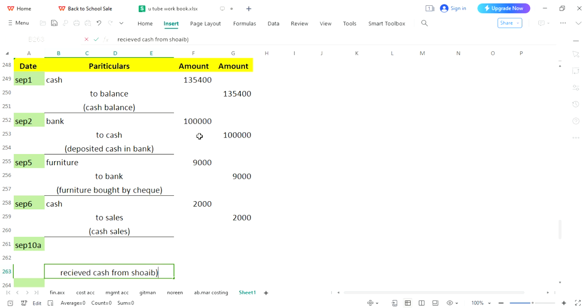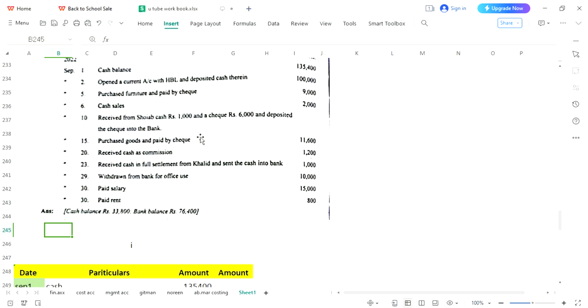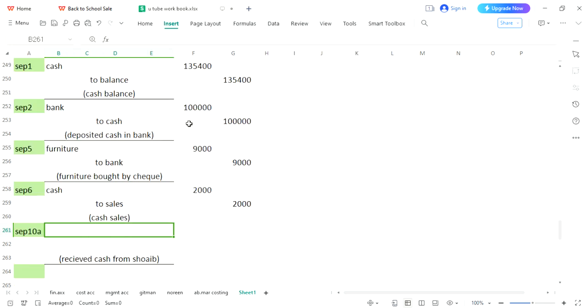We have divided this entry into two parts. It would be little easy for you. Otherwise, one single entry is also possible. How much cash is received? Look at this. Received cash from ch8 1,000. But you are receiving cash. Cash is your asset. Asset should be debited. So cash is debited.